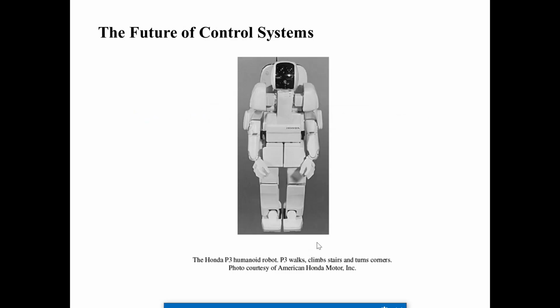The future of control systems is nothing but we are going to use robots. We are going to follow the robots, such as the Honda P3 humanoid robot, which is the figure that you are seeing. P3 walks, climbs stairs, and turns corners. It can climb the stairs, and it can turn the corners. All the functioning can be done by this robot.